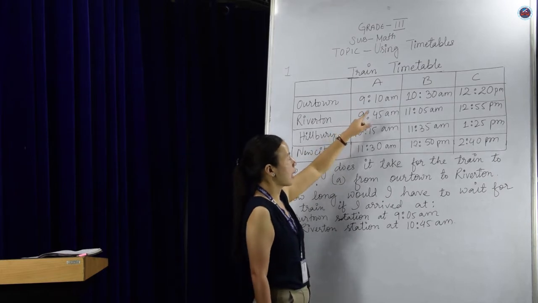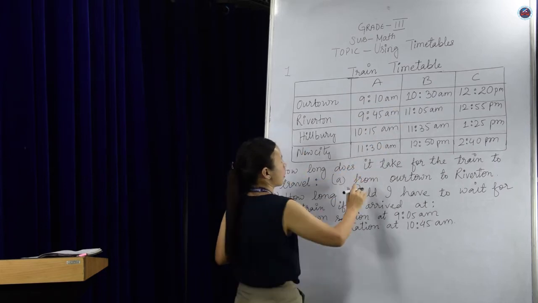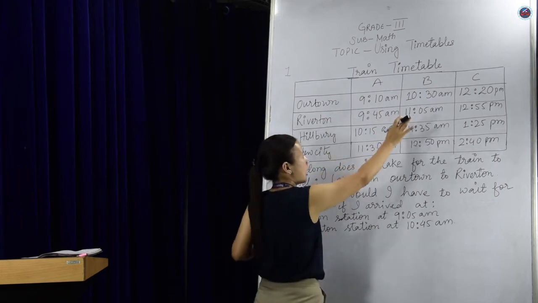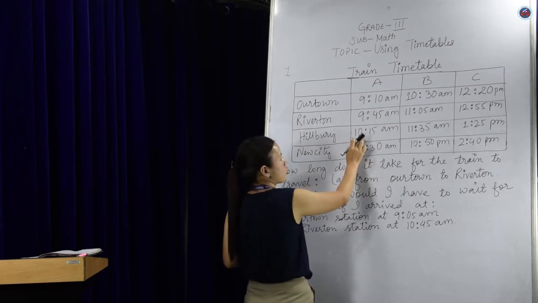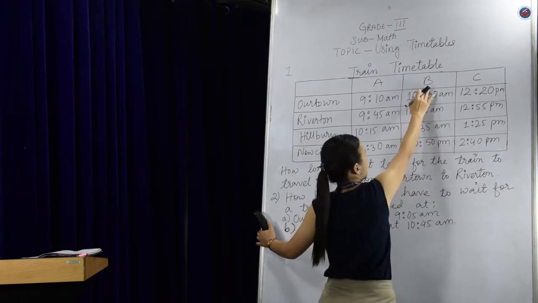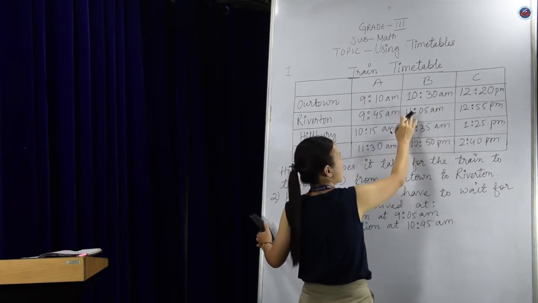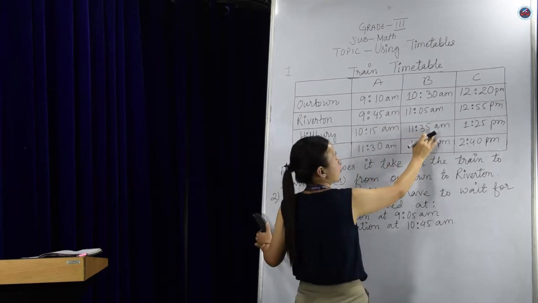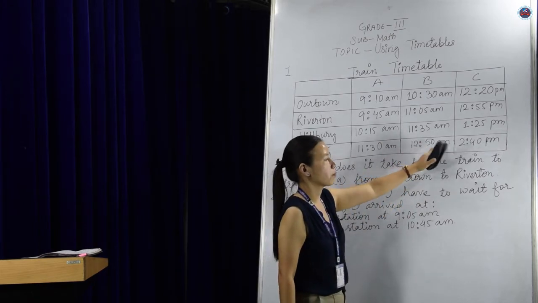For train A, the departure time from Our Town is 9:10 a.m. That means train A will leave the station at 9:10 a.m., and then arrive at the next station at 9:45, the next station at 10:15, and finally 11:30. In the same way, train B will start at 10:30 a.m., arrive at the next station at 11:05, then at 11:35, and finally arrive at the last station, New City, at 12:50 p.m.